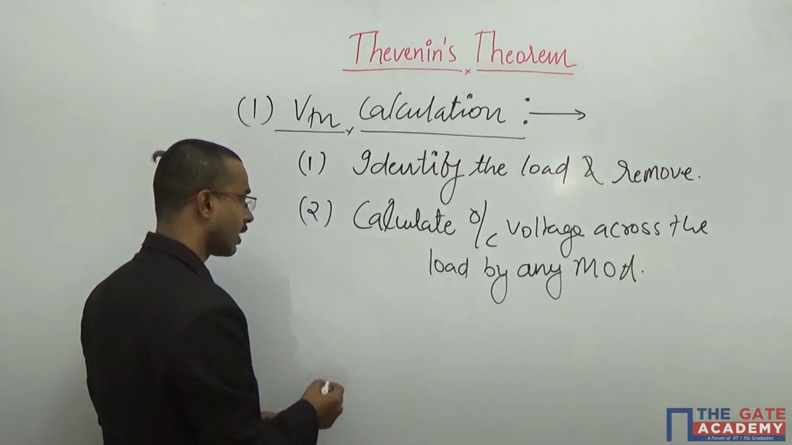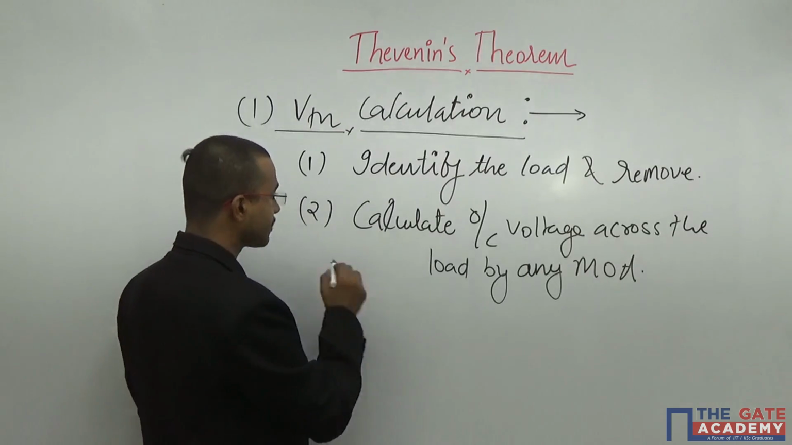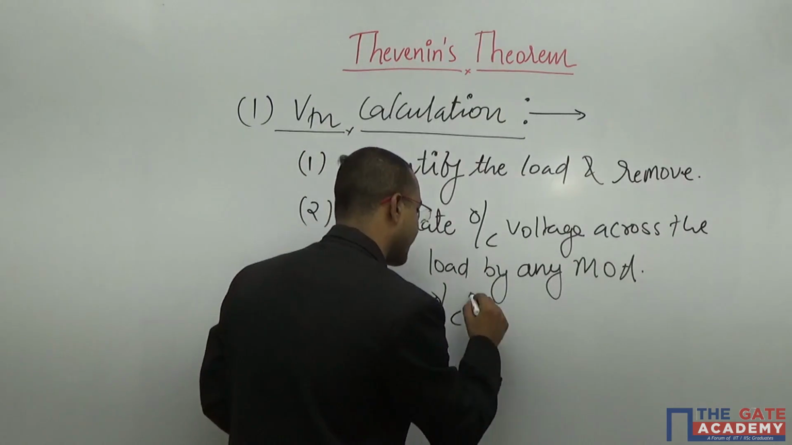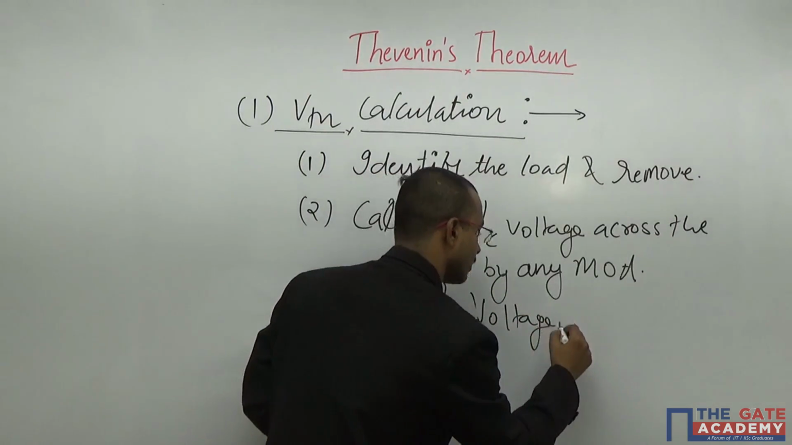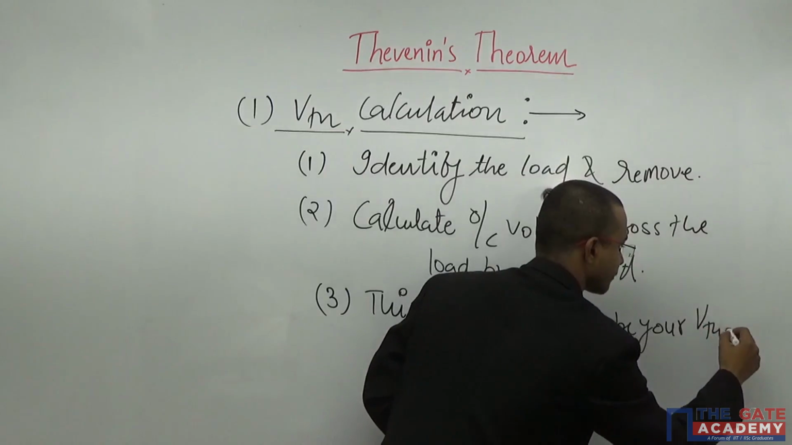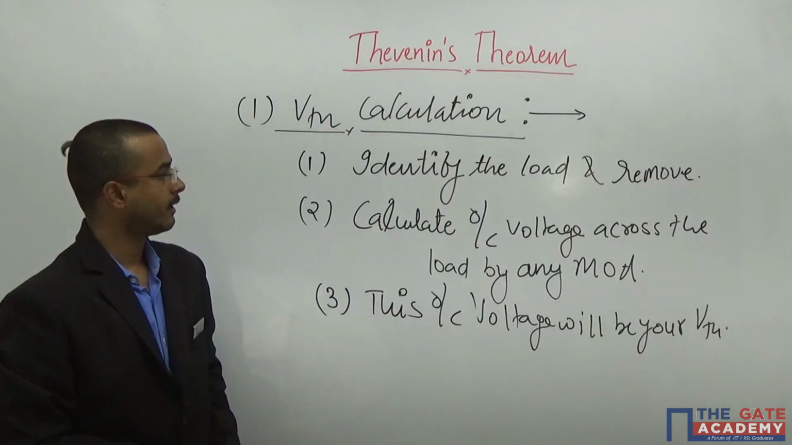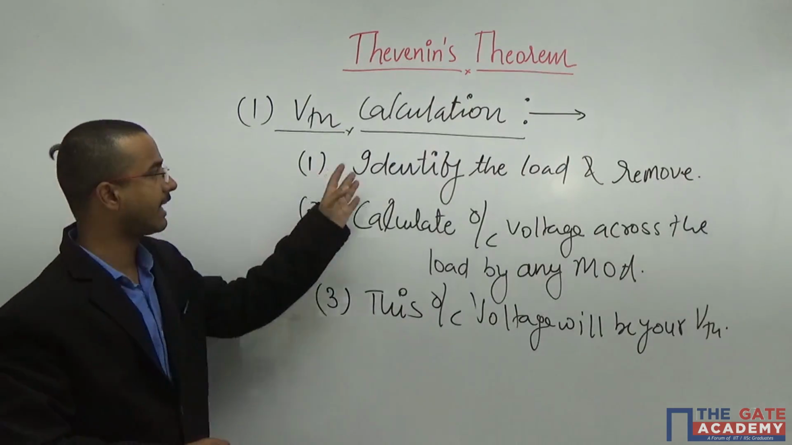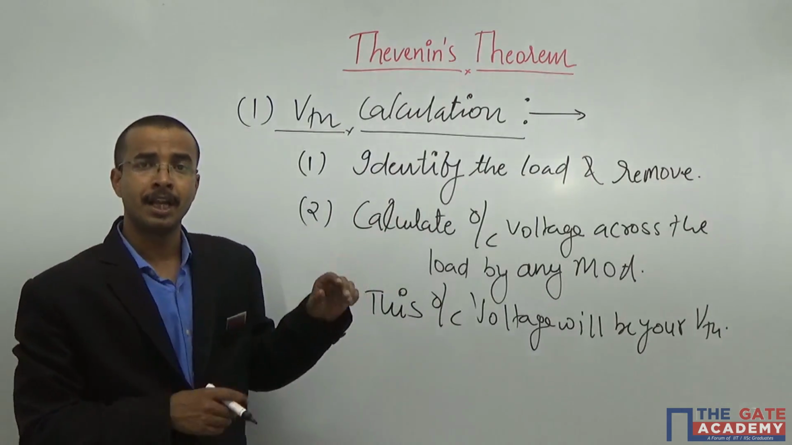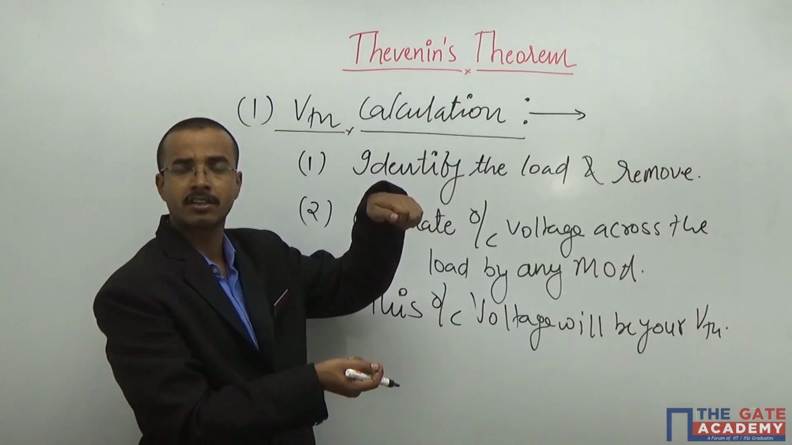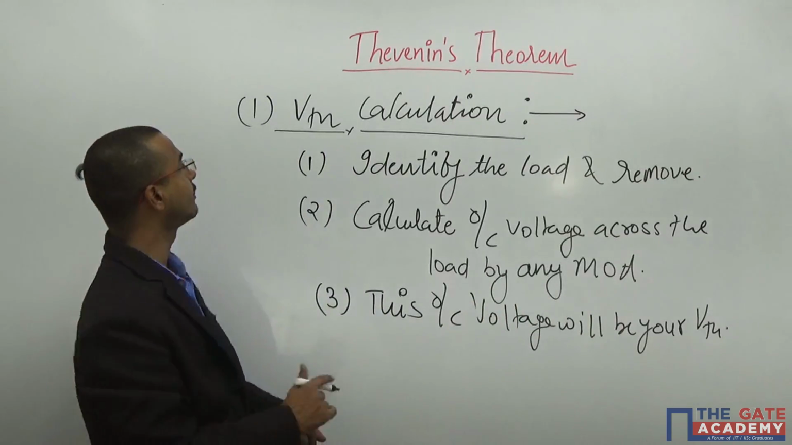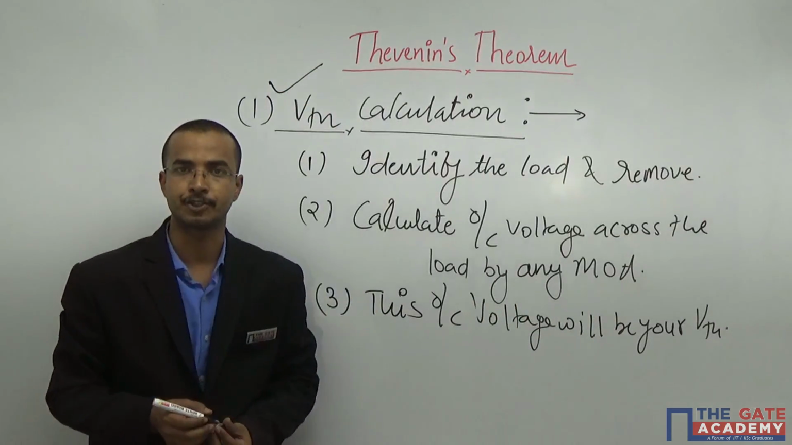The third one is that you will get the VTH. This open circuited voltage will be your VTH. That means how my procedure will go on: I will identify the load and remove it from the circuit. In the second step, I will apply any method of analysis across the open circuited terminal and get the voltage across it. And that voltage will be my VTH. This is the procedure to calculate the VTH.